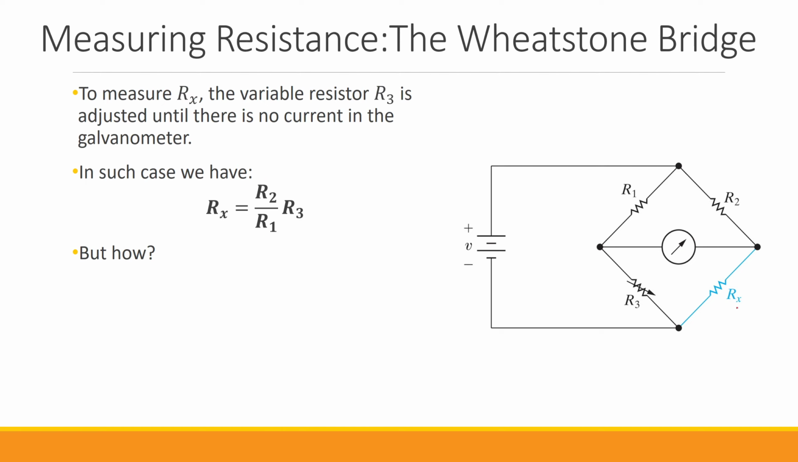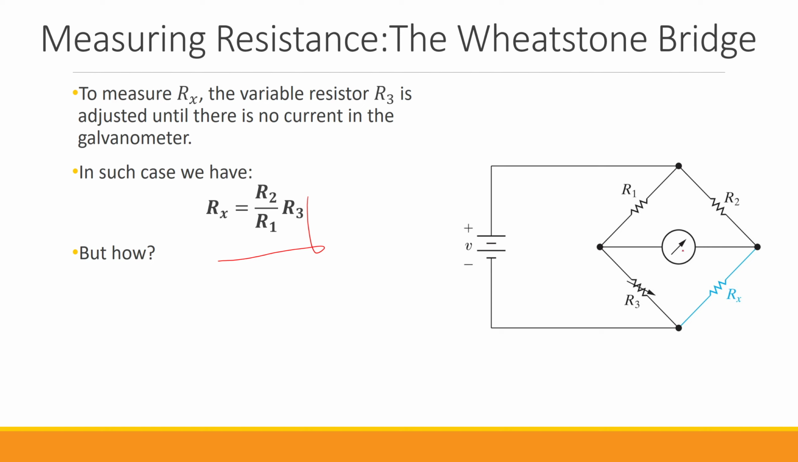So to measure the value of Rx, we change the variable resistor R3 until there is no current shown by this galvanometer, so until the current that goes through this line is 0. If that happens, the value of Rx equals R2 over R1 multiplied by R3. So this is the simple equation that we have for the Wheatstone bridge. But now the question becomes, how did we get to this conclusion? So let's go over the condition for which this equation is satisfied.